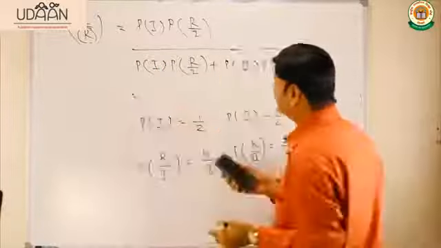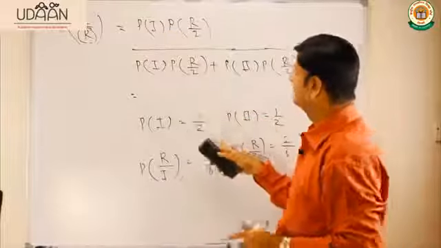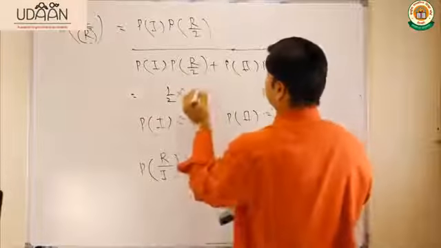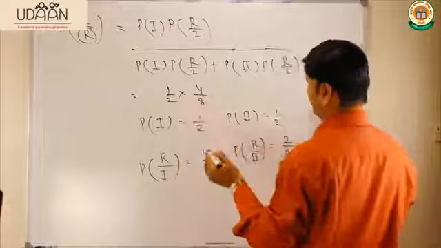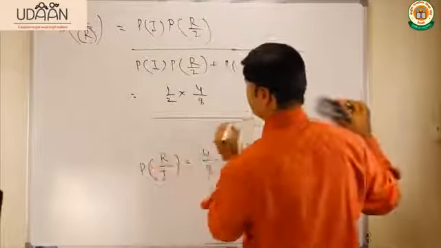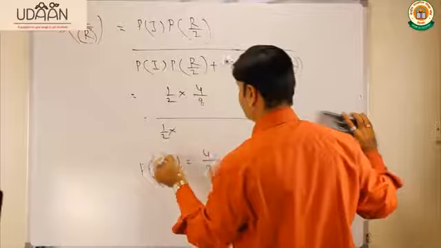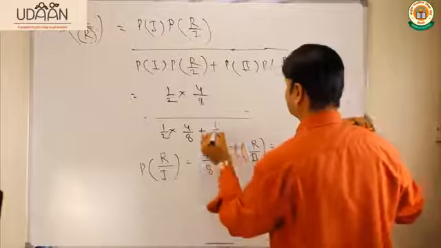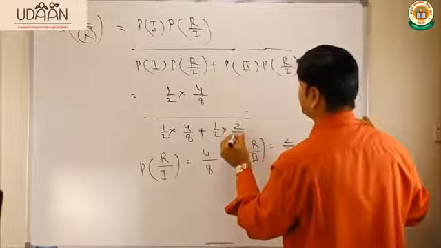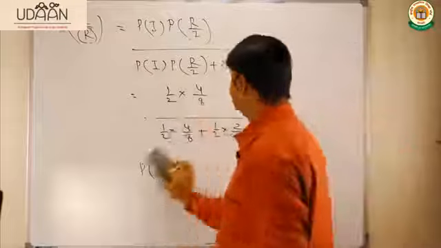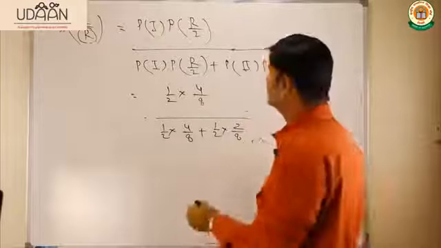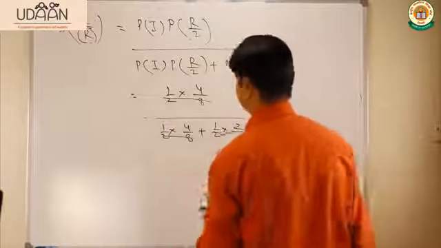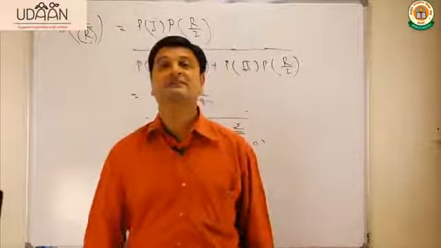So now the only thing you have to do is substitute the values. P of 1 is 1 upon 2, P of R upon 1 we have calculated here already, 1 by 8, and in the denominator we have to write P of 1, 1 by 2, into P of R by 1, which is 4 by 8, plus P of 2, which is again 1 by 2, P of R upon 2 is 2 by 8, and to simplify it and get the answer, that is your work. I suggest you normally cancel the denominator and the calculation will be very easy. So you can complete the sum in this way.